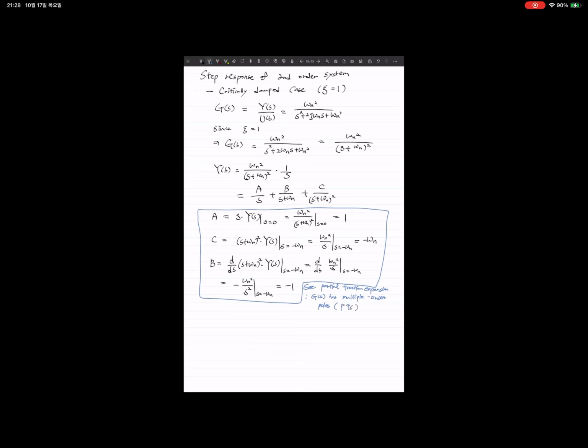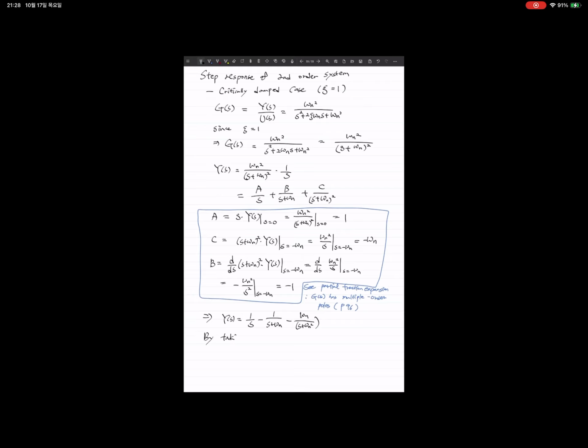So you can study this part on page 96 in the main textbook: the partial fraction expansion for the case that G of s has multiple order poles. As a result, we have Y of s as 1 over s minus 1 over s plus omega n minus omega n over (s plus omega n) square.